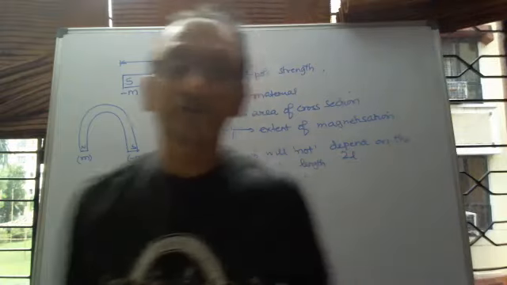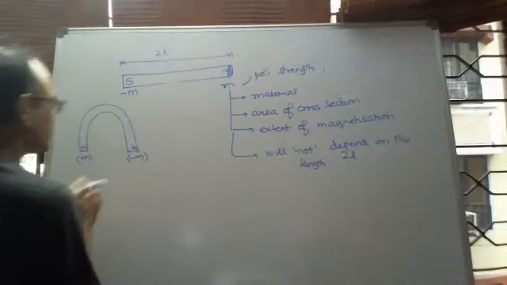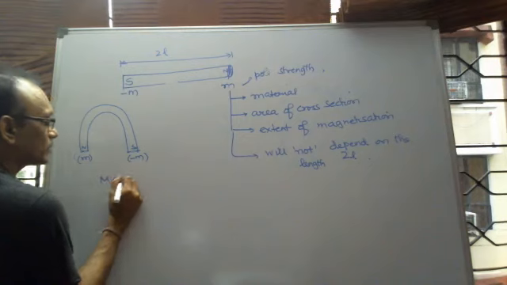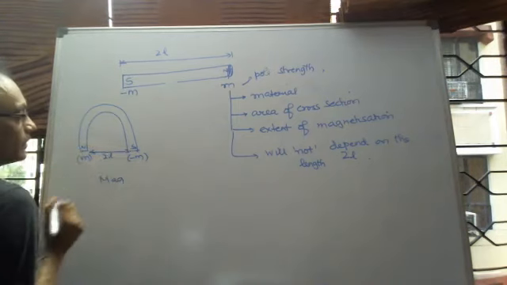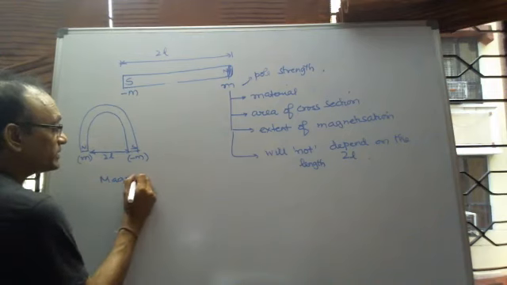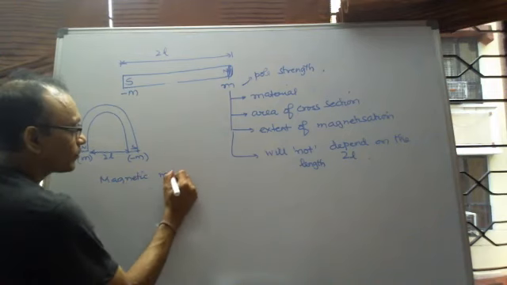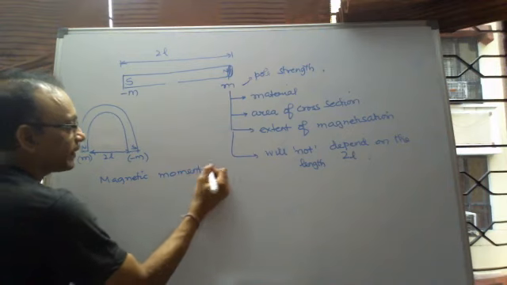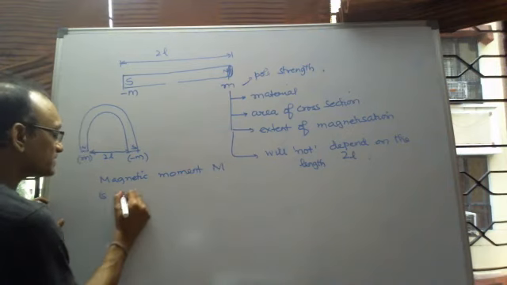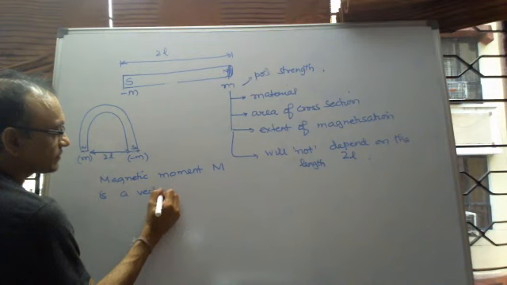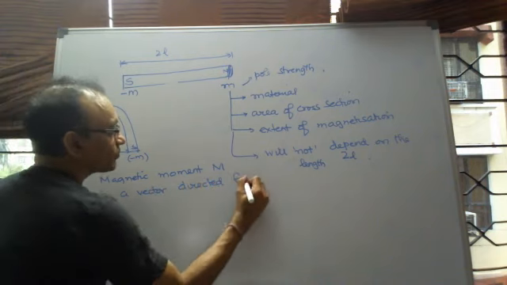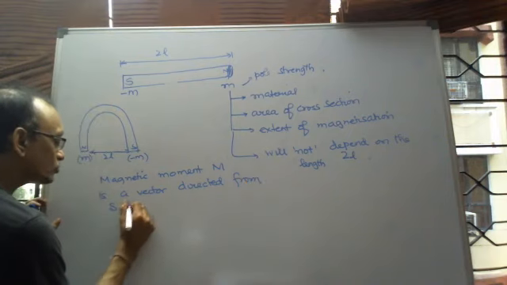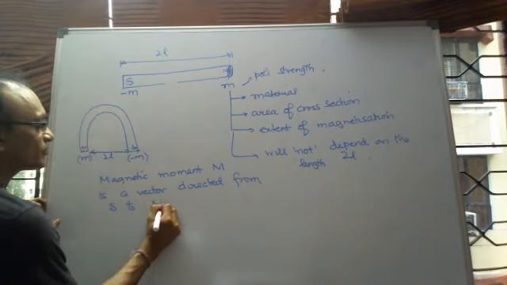We define the magnetic moment. Then, in this case, the length 2L will be taken. Magnetic moment M is a vector directed from south to north.